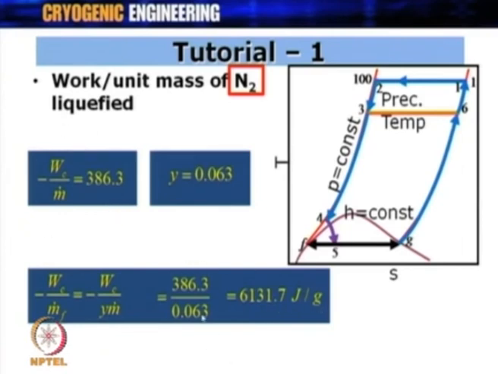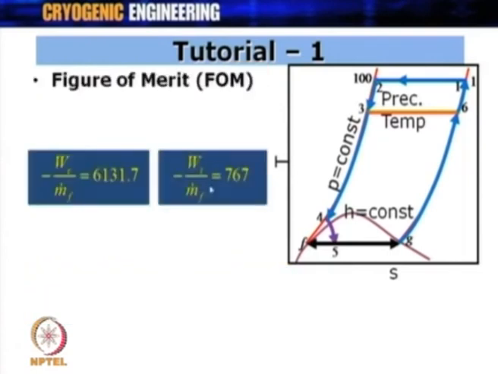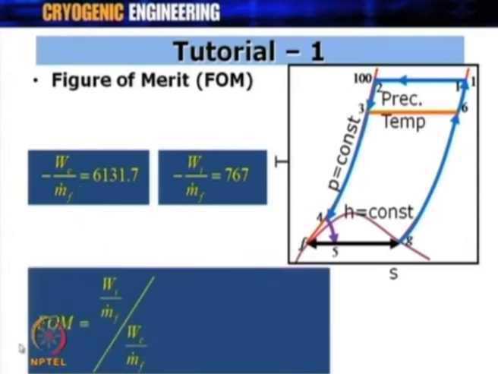So, as soon as I calculate this, I will want to compare the value of work done per unit mass of gas liquefied from the pre-cooled Linde-Hampson cycle to the simple Linde-Hampson; these are the values to be compared in order to justify the usage of the pre-cooling circuit or the pre-cooled Linde-Hampson cycle. The figure of merit is this divided by this, the ideal work input divided by the actual work, and therefore, figure of merit is equal to 0.1251. So, this is the figure of merit for the pre-cooled cycle.